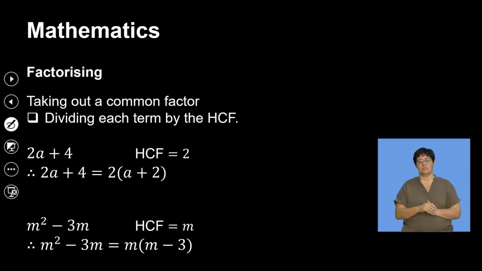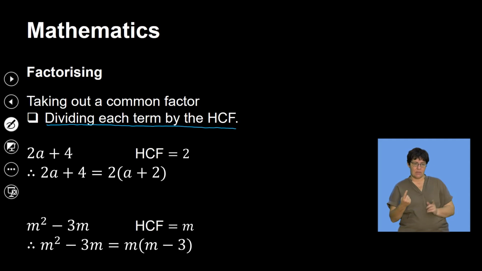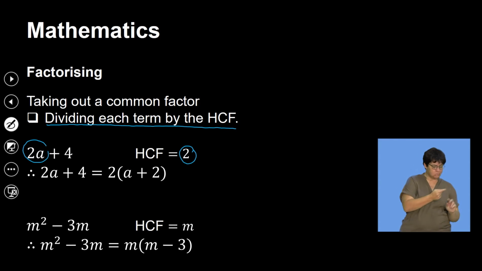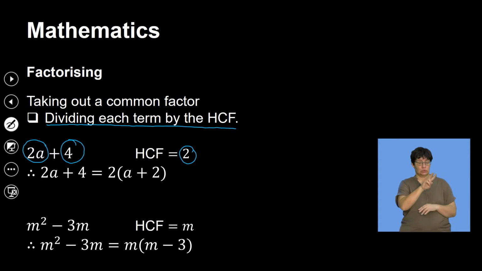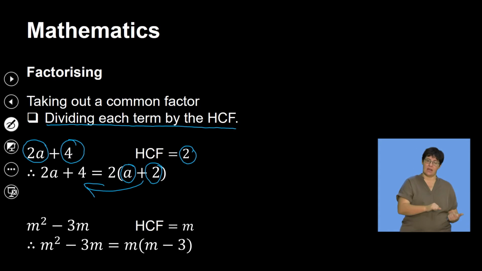Now, taking out a common factor, this means that you are dividing each term by the highest common factor. Example, if I have 2a plus 4, my highest common factor here will be 2 because 2 is divisible in 2a and it is also divisible in 4. If I divide 2a by 2, I will be left with only a. I divide the 4 by 2, I will be left with 2. Such that if I was to remove the brackets, it will take me back to what the question was. So that's what taking out a common factor is all about.